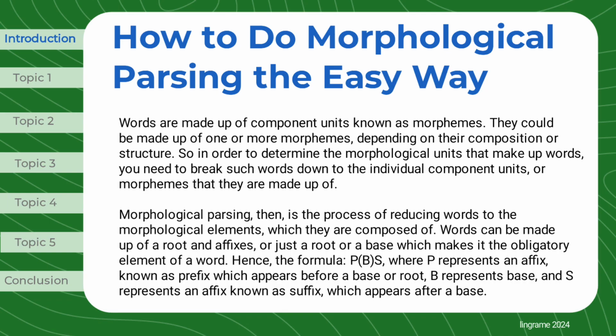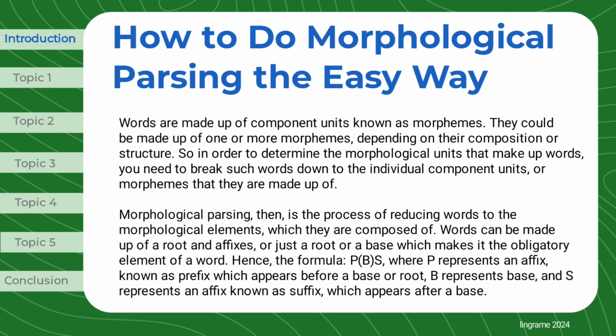How to do morphological parsing the easy way. Words are made up of component units known as morphemes. They could be made up of one or more morphemes, depending on their composition or structure. So in order to determine the morphological units that make up words, you need to break such words down to the individual component units, or morphemes, that they are made up of.